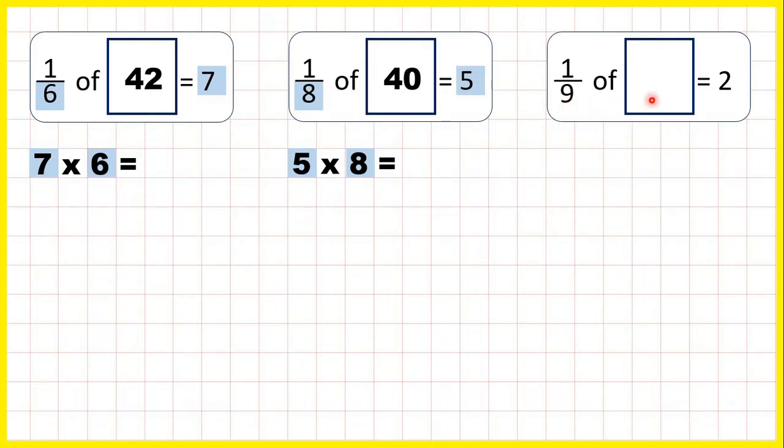1/9 of something equals 2. Again, because it's a missing number, rather than dividing by the denominator, we're going to multiply. 2 times 9 is 18, so 1/9 of 18 is 2, because 18 divided by 9 is 2.